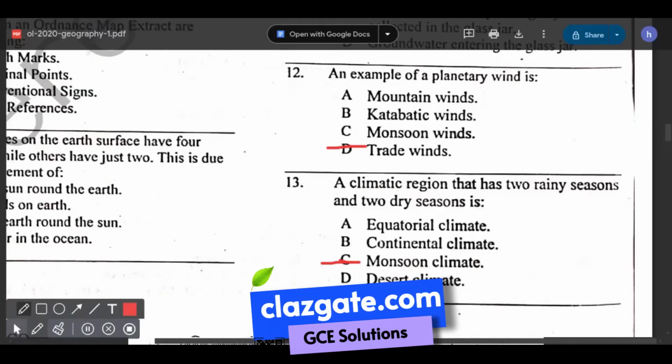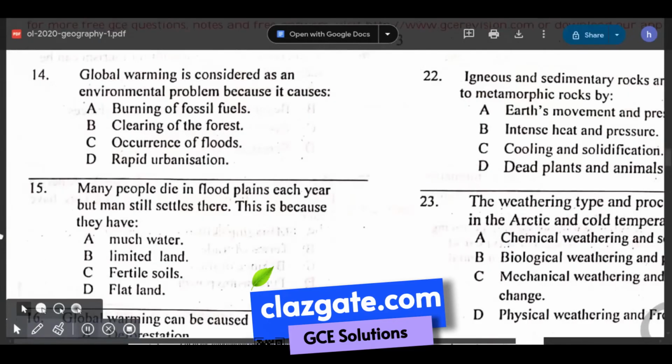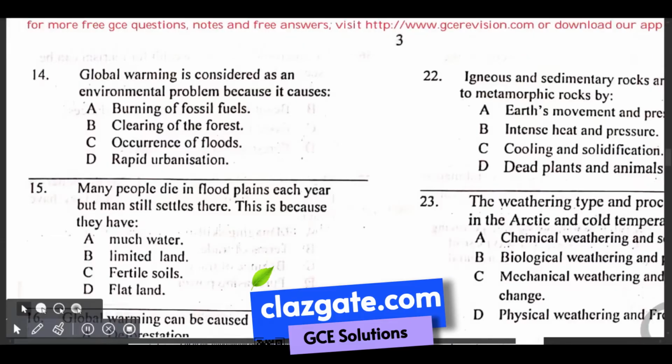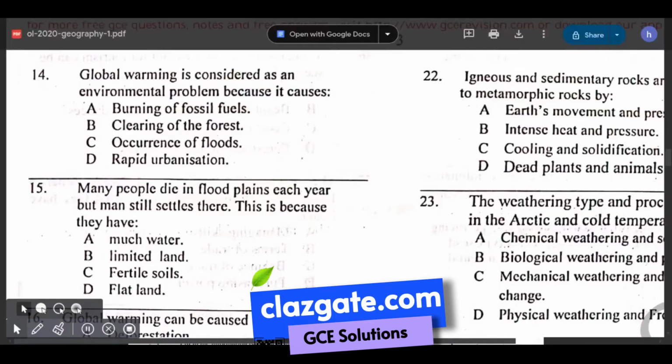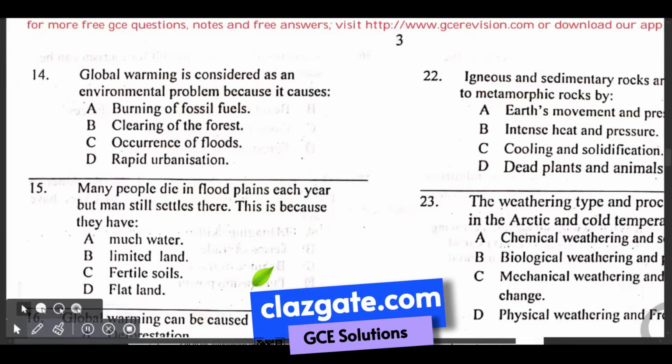Okay, question number 14. Global warming is considered an environmental problem because it causes: A, burning of fossil fuels; B, clearing of the forest; C, occurrence of floods; D, rapid urbanization. Why is global warming considered a threat? It is considered a problem because of the burning of fossil fuels.